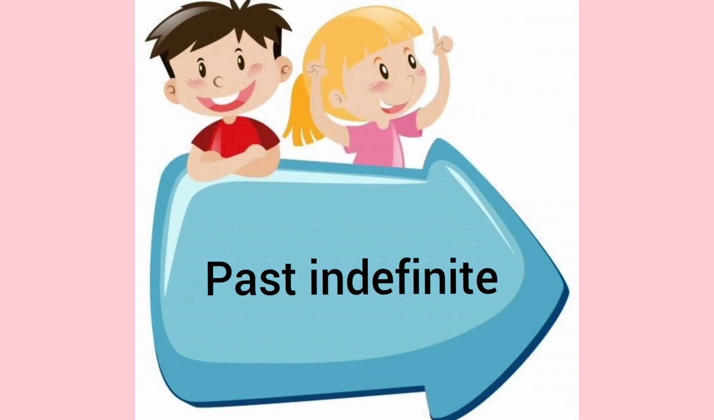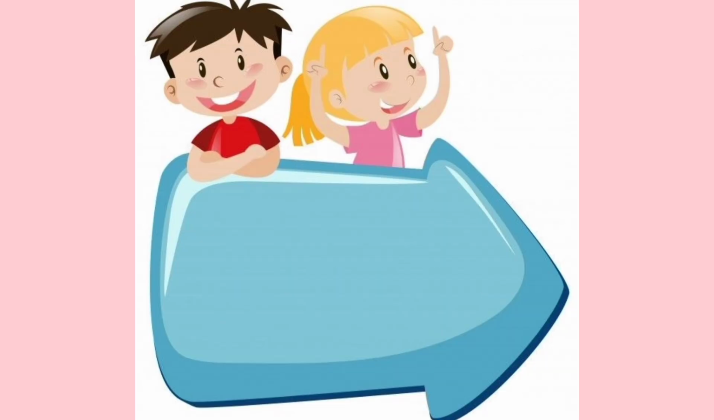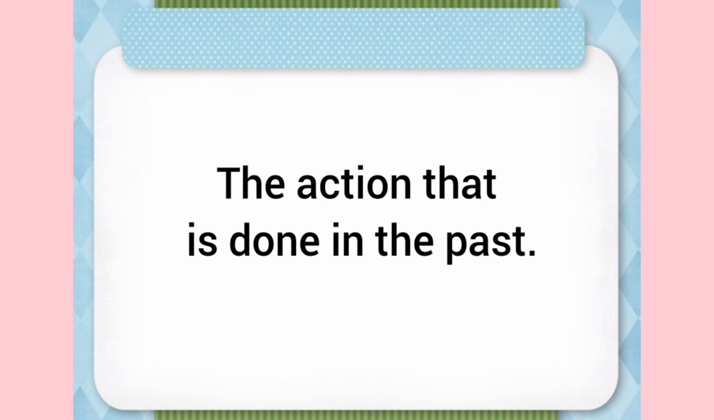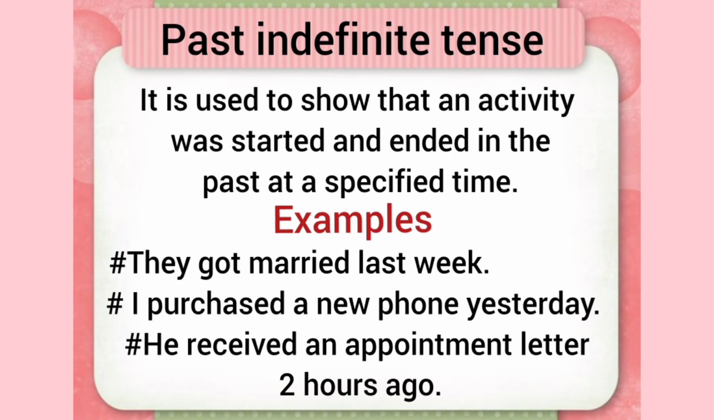I'll make a start with simple past or past indefinite tense. Past tense means the action that is done in the past time. Now simple past indefinite tense is used to show that an activity was started and ended in the past at a specified time.